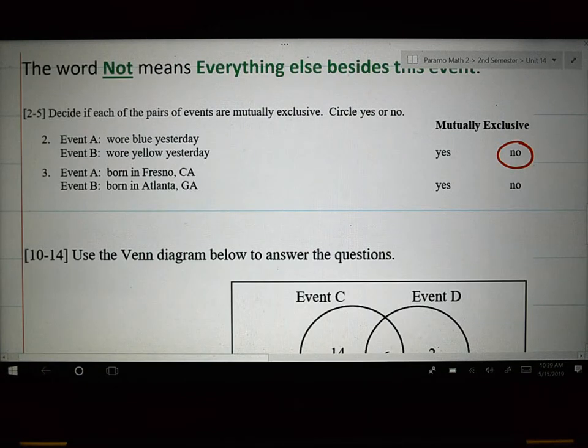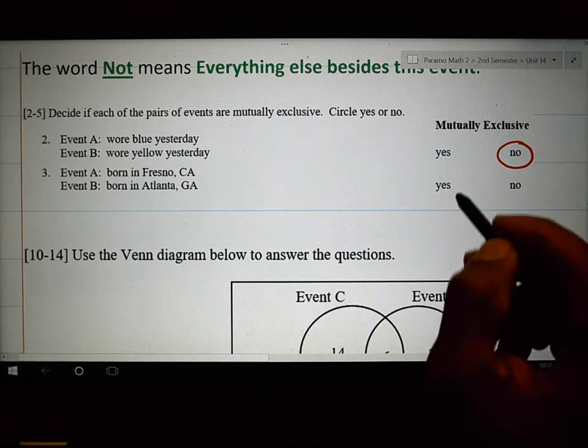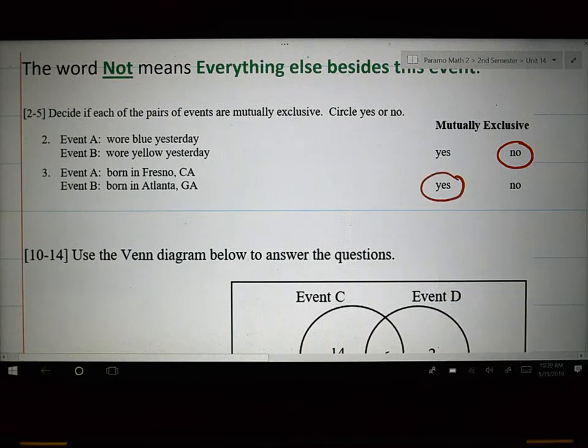Number 3 says, event A is being born in Fresno. Event B is being born in Atlanta, Georgia. Can you do those at the same time? No, you cannot. Which means, is it mutually exclusive? The answer is yes. There's a couple other ones that you're going to have to use your common sense to figure out.